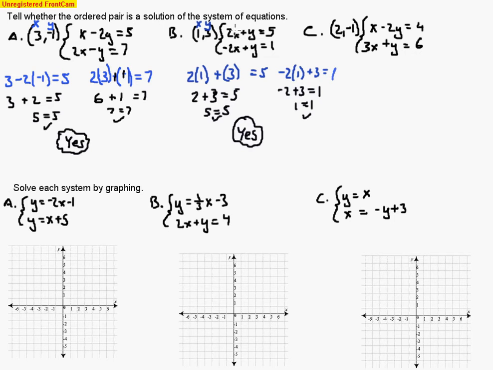It's a solution of this equation. It's a solution of this equation, so therefore it's a solution of our system. Well, one more to try. Again, the same sort of thing as before.